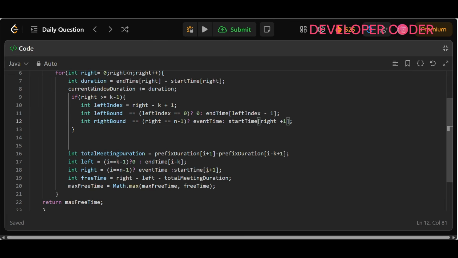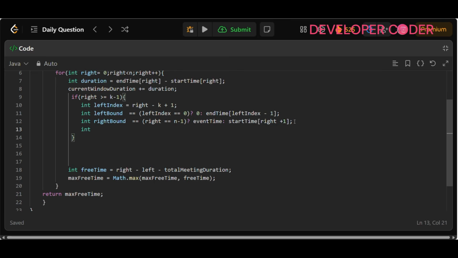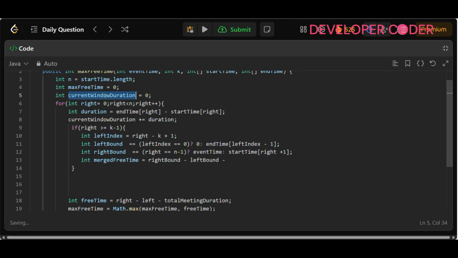So now you have to calculate the merged free time. How are you going to get the merged free time? Merged free time is nothing but, here, int merged. Let's use these variables only for better understanding. Merged free time is equal to the right bound minus the left bound, and minus the current window duration. Okay, that's it. This is what we did, right?